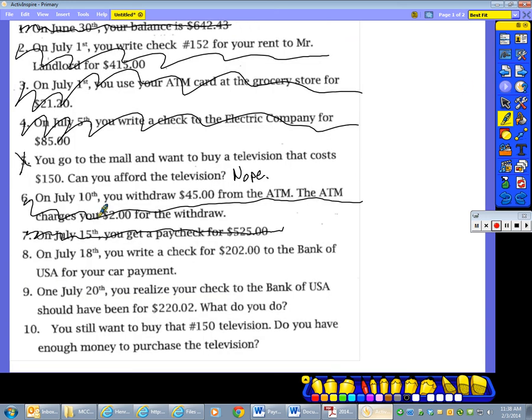Now let's go back. Cross that one out. And move on to number 9. Number 9 says, on July 20th, you realize your check to the Bank of USA should have been for $220.02. What do you do?